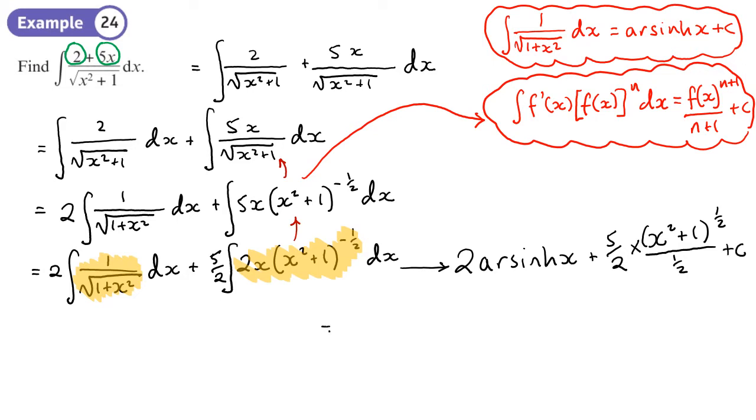The last thing we want to do is tidy it up. So we've got 2 arcsine x. Now if I'm dividing by a half, it's the same as multiplying by 2, which means this and this cancel out, just leaving plus 5 times x squared plus 1 to the half plus c. We can leave it like that, or we can write that bit in brackets to the power half, or write it as a square root.